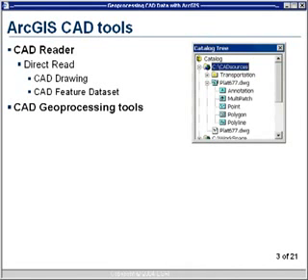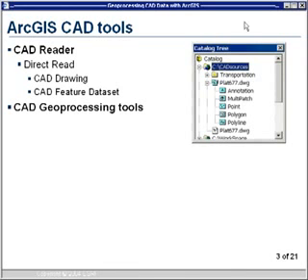To begin, ArcGIS contains direct read technology. This has been available with ESRI products since the release of ArcView version 2 almost 10 years ago. Direct read technology creates 2 representations of CAD data in ArcCatalog, ArcToolbox, and ArcMap. These 2 representations are the CAD drawing and the CAD feature data set.